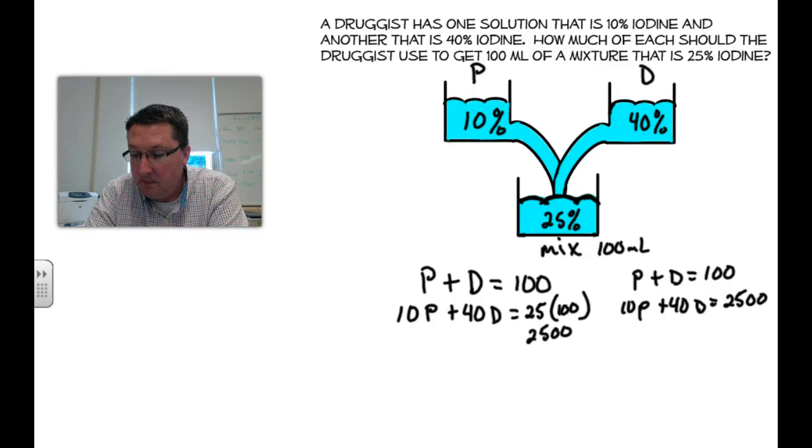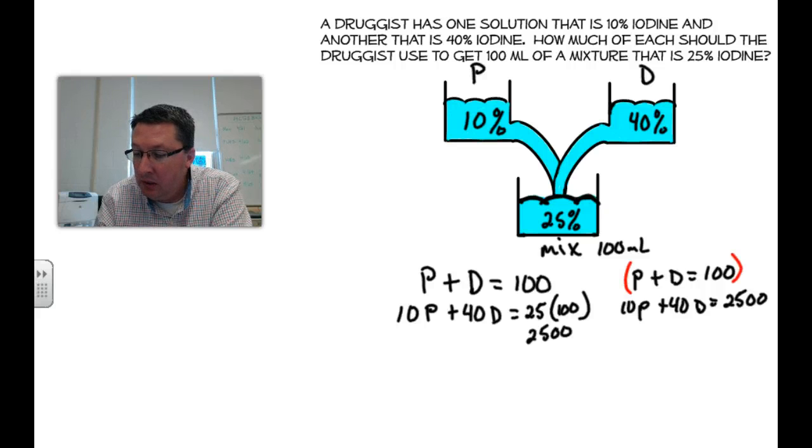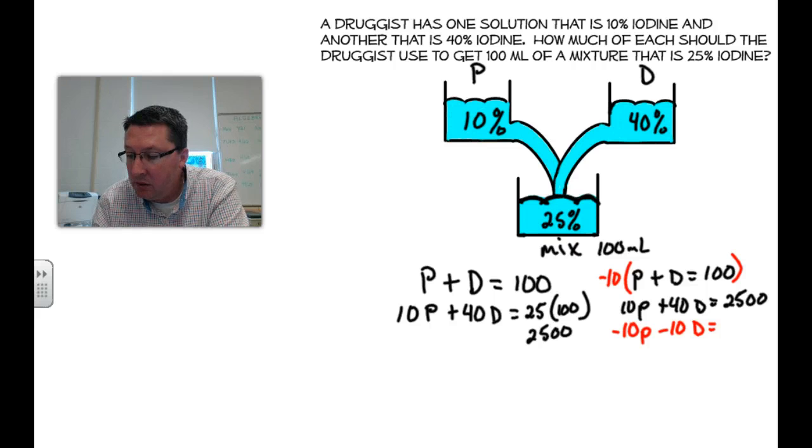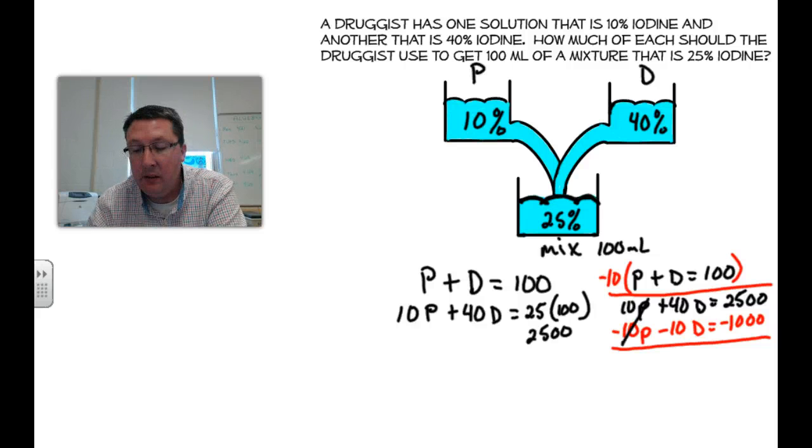Here's my system of equations. We can solve with substitution or elimination. I would use elimination, and again, let's eliminate P this time. So I'm going to multiply this top equation by a negative 10, which gives me negative 10P minus 10D equals negative 1,000. Okay? From here, it's review, old stuff. Add these two together, the P's are gone. 40 plus negative 10 is 30D. 2500 plus negative 1000 is 1500.